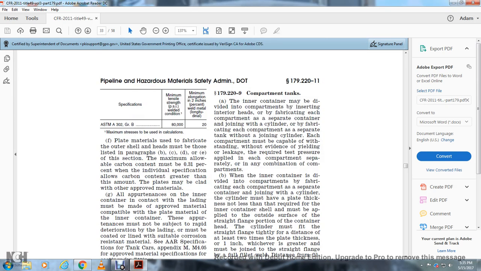179.229. Compartment tanks. The inner container may be divided into compartments by inserting interior heads, or by fabricating each compartment as a separate container with the joining cylinder. Each compartment must be capable of withstanding, without evidence of yielding or leakage, the required test pressure applied to each compartment separately, and to any combination of compartments.